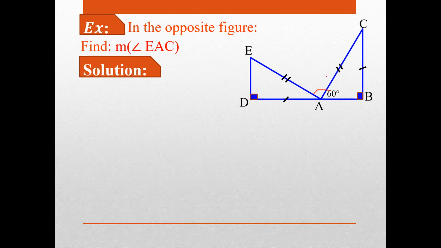What is the case of congruence of the two triangles? We see that the two triangles are right angled triangles. We have two triangles: triangle DEA and triangle DAC.